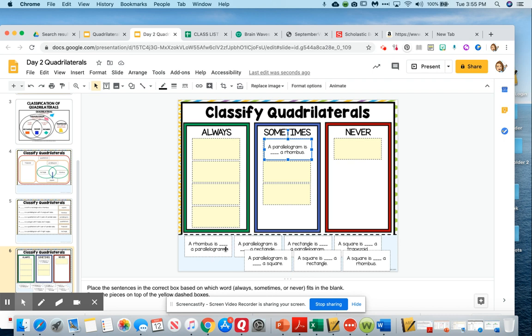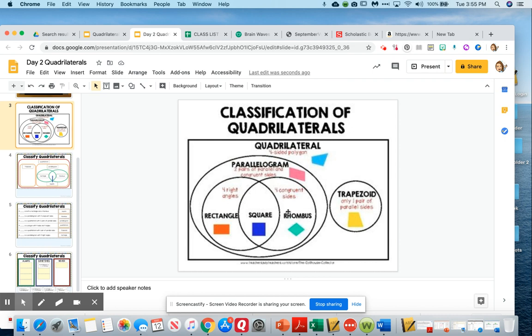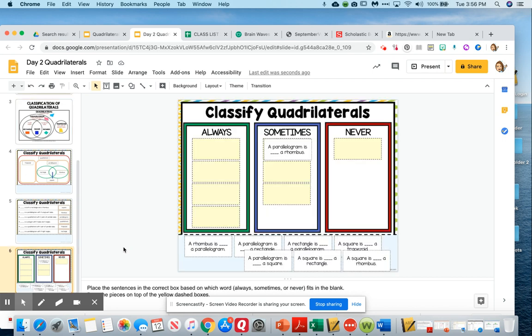And then a rhombus, now this is a little tricky. A rhombus is blank a parallelogram. Now, is a rhombus always a parallelogram? Well, here we have parallelogram up here, so a rhombus is down here. And so yes, a rhombus is always going to be a parallelogram because to be a rhombus, it has to have parallel and equal sides. So that's where it gets a little tricky. A rhombus is always a parallelogram, but a parallelogram is not always a rhombus.